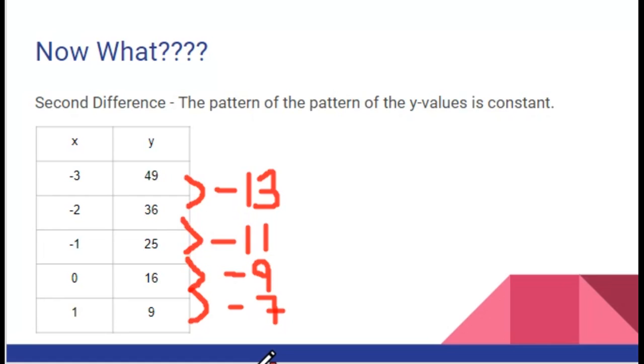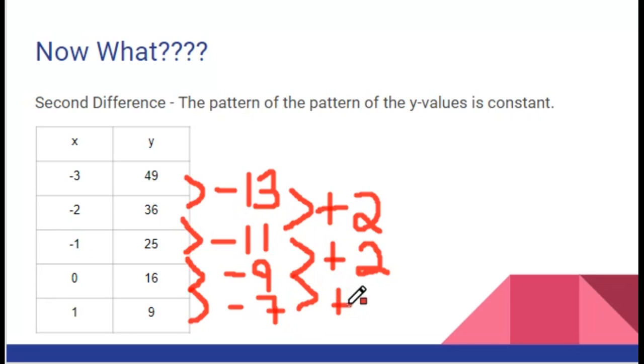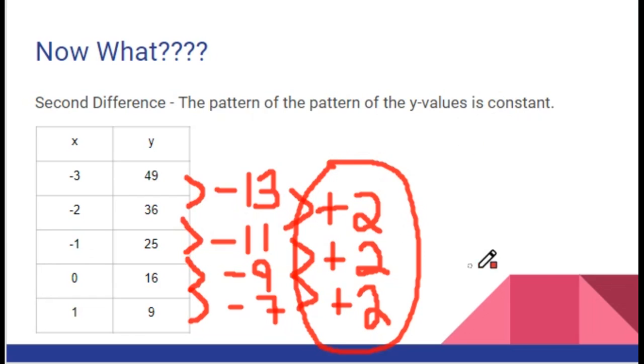What we're going to look at next is the pattern of this first difference that we just calculated. If I go from -13 to -11, I'm actually increasing by 2. If I go from -11 to -9, I am increasing by 2. And from -9 to -7, I am increasing by 2. This is called the second difference. You could keep going and find a third difference and a fourth difference and a fifth difference, but we don't need to when we're trying to prove quadratics. We need to look at the second difference. Because the second difference is constant, they all say plus 2, plus 2, plus 2, that proves that this table is quadratic.